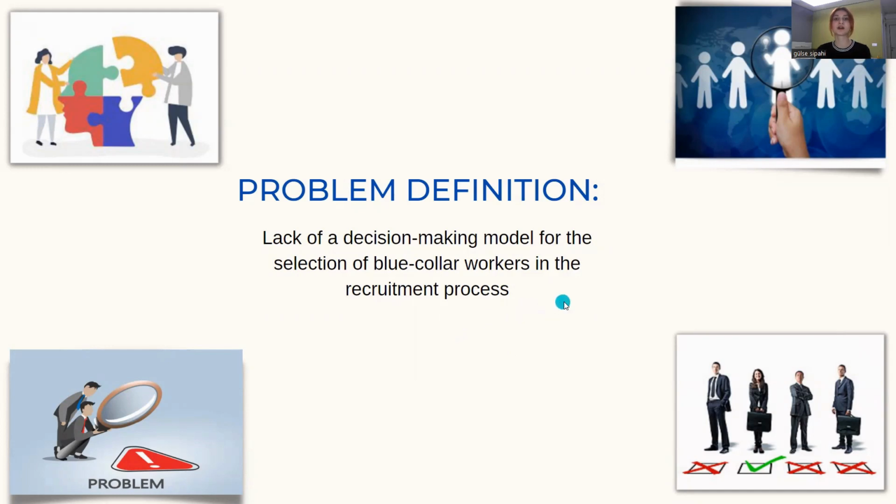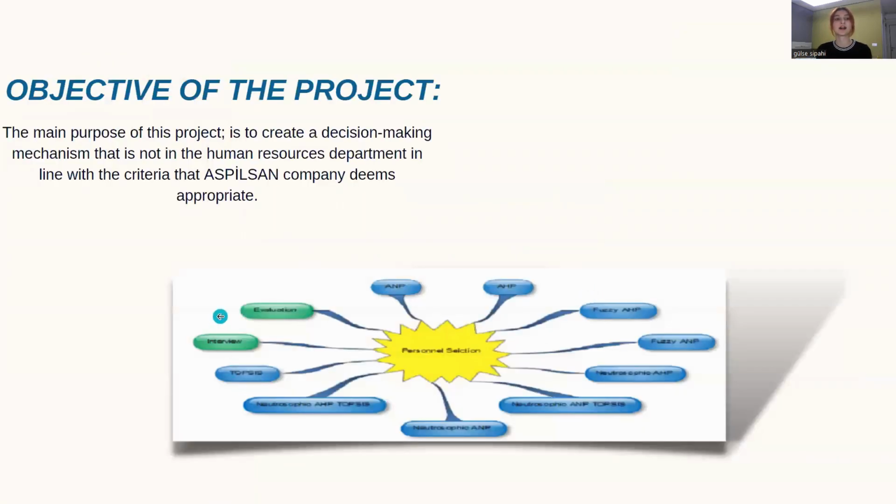If I were to talk about the purpose of this project, our purpose is to create a decision-making mechanism that does not exist in the Human Resources Department, in line with the criteria that the Aspisen company deems appropriate. To create this model, firstly, we determined our criteria, and after that, we compared them among themselves. After this, the calculations are provided by the AHP method. Now, Feyzanur will give the details of these steps.